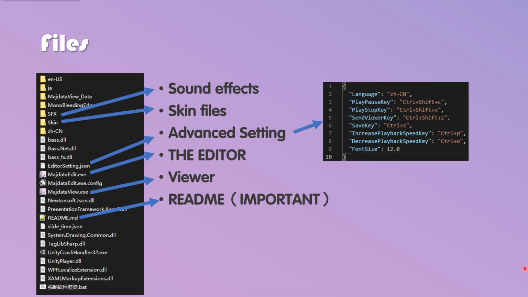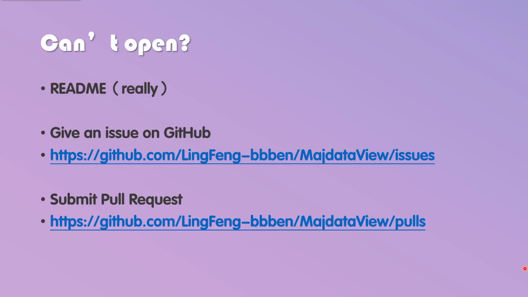So if you want to, you can change it to what you like. And the advanced setting.json is to change the shortcuts and the font size. If you have any issue, like you can't open the software or some errors, you should really read the README file first. And if it could not be solved, then you can open an issue on GitHub, or you just fix it yourself and send a pull request.